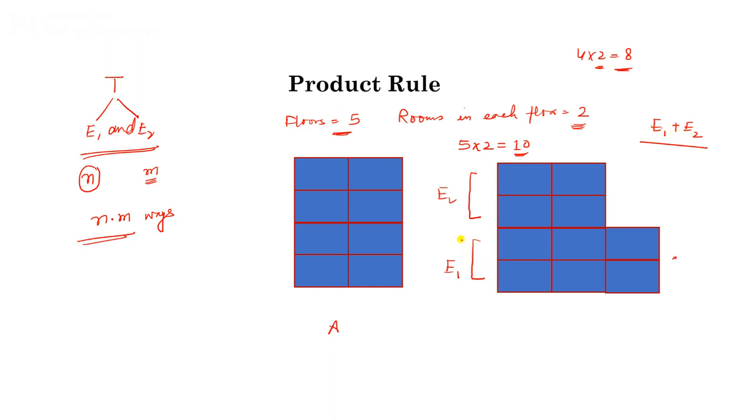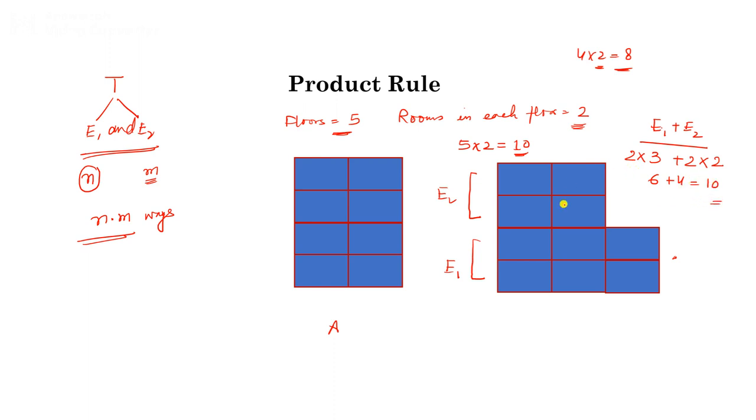Now for E1, how many ways are there? For each of these floors 3 rooms are there. So then you will apply the product rule. 2 floors are there, and in each floor 3 rooms are there. So the total number of ways is 2 into 3. Now plus for E2, 2 floors are there, and in each floor 2 rooms are there. So 2 into 2. So this is given by 6 plus 4. So in all 10 ways are there.